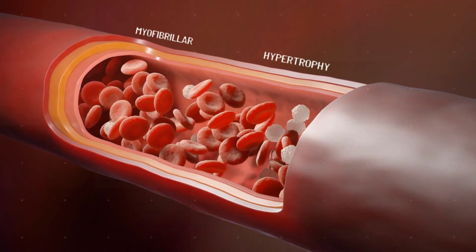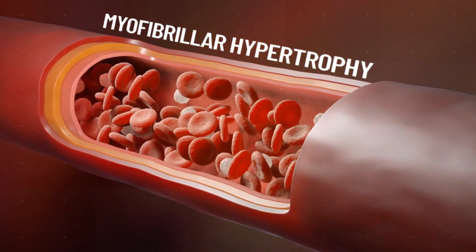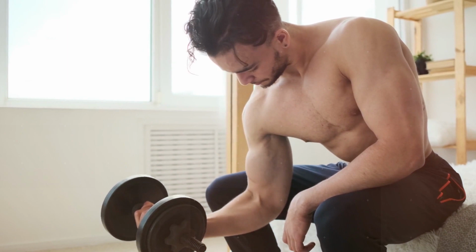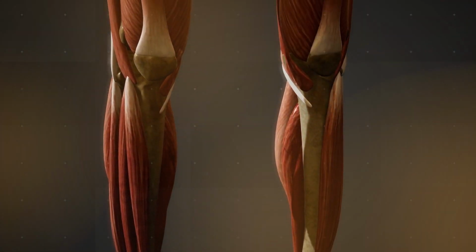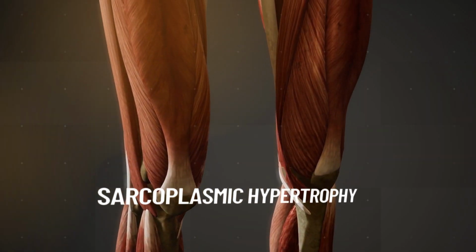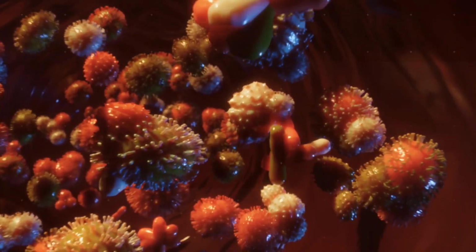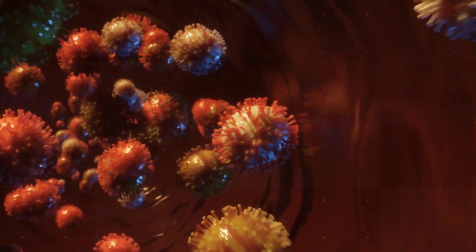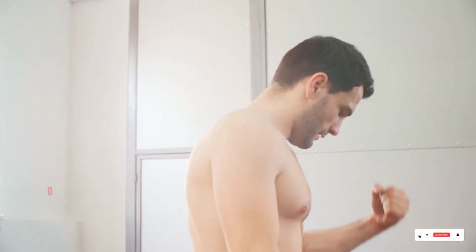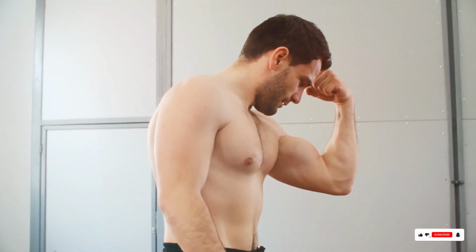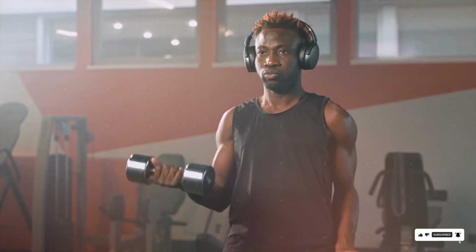This process is known as myofibrillar hypertrophy, and it is associated with increases in muscle strength. In addition to myofibrillar hypertrophy, there is another form of hypertrophy known as sarcoplasmic hypertrophy. This type of hypertrophy occurs due to an increase in the amount of fluid and non-contractile proteins within the muscle fibers. While sarcoplasmic hypertrophy does not contribute to strength gains, it is associated with an increase in muscle size.